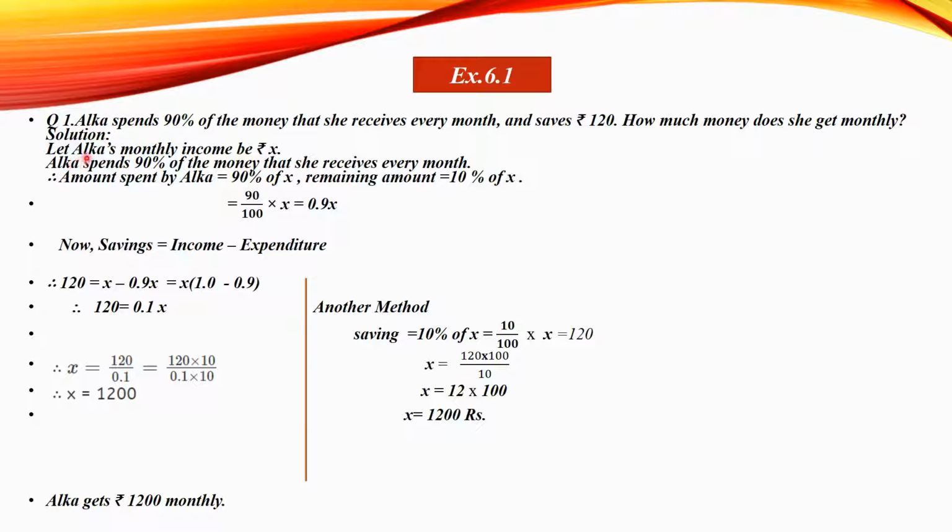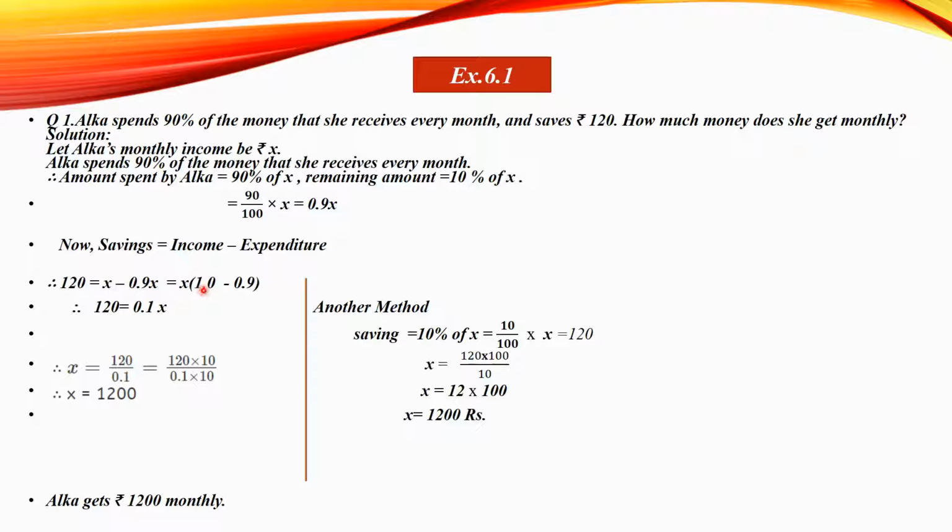Now, let Alka's monthly income be rupees X. Alka spends 90% of the money that she receives every month. So, amount spent by Alka is equal to 90% of X. That means the remaining amount is 10% of X with Alka. So 90% of X is 0.9X. Now saving is equal to income minus expenditure. We have taken income as X. So saving 120 rupees is equal to X minus 0.9X.